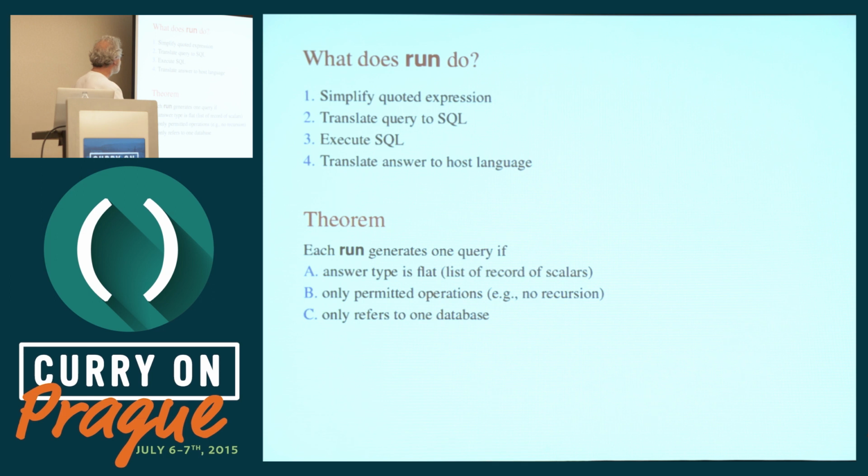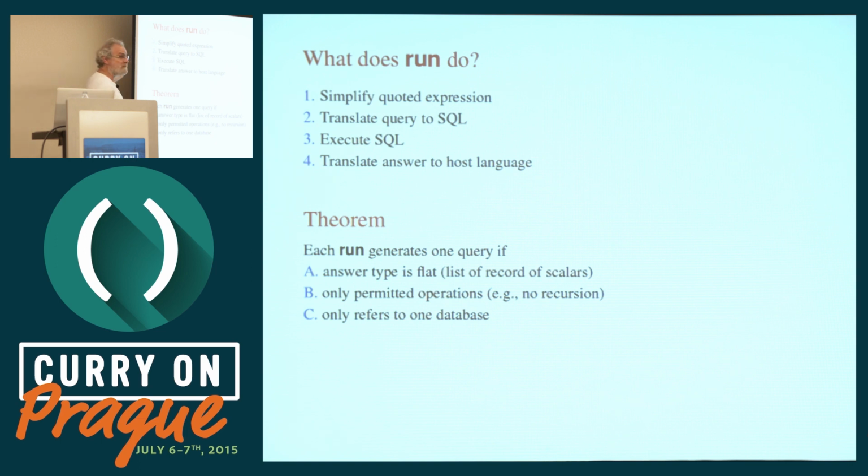Okay, so what does this run construct I showed you do? You take the quoted expression, so you do all your splicing, you've got a quoted expression, you then simplify it. Now, in the particular example that we had, no simplification is required, but we'll see that this simplify or normalize step is very important. You then translate your query to SQL. You then run the SQL, you send it off to the database and run it. You get back a table, and you translate that table back into your host language. So those are the steps we saw.